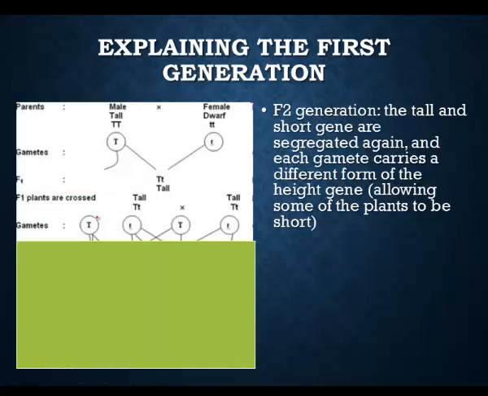So F1s are crossed with themselves. They're going to do the same thing. They make their gametes in their male and female parts. We have that segregation again. The alleles separate because meiosis is going to divide those and randomly put them in one of these sex cells to be passed on to the next generation. So each gamete carries a different form of the height gene, which means a different allele, allowing some of the plants to be short. So if we go on, we'll see.